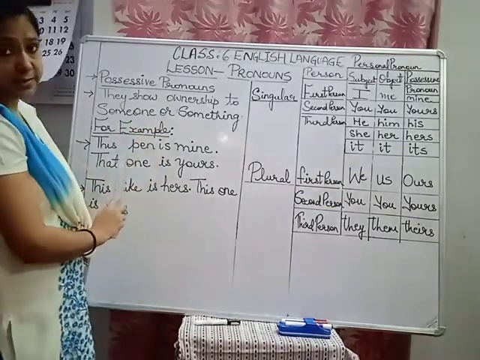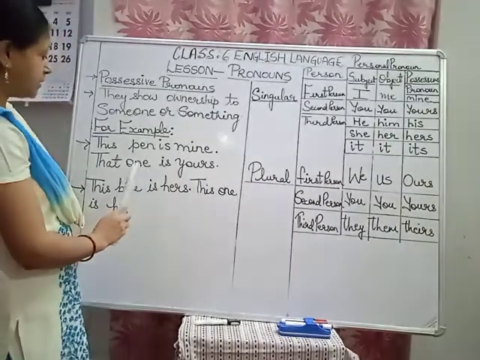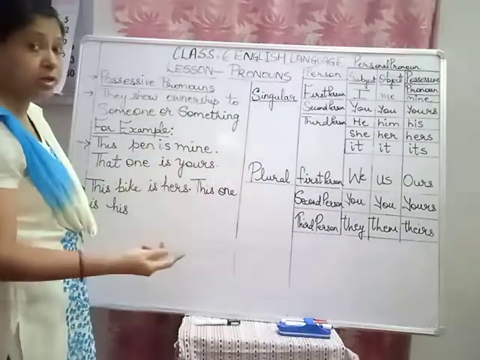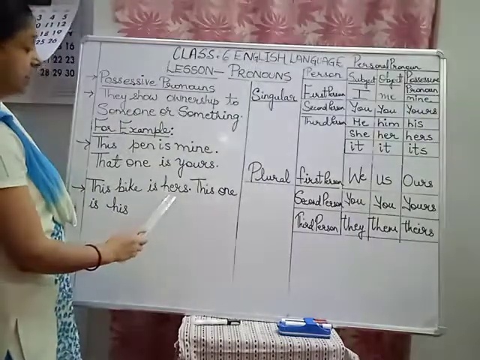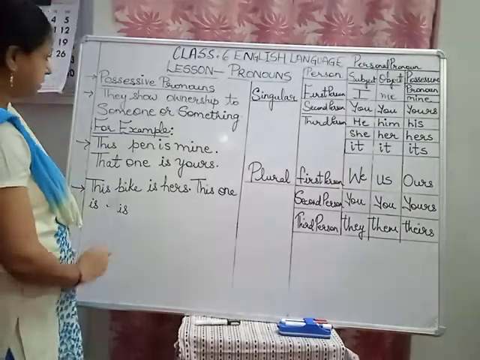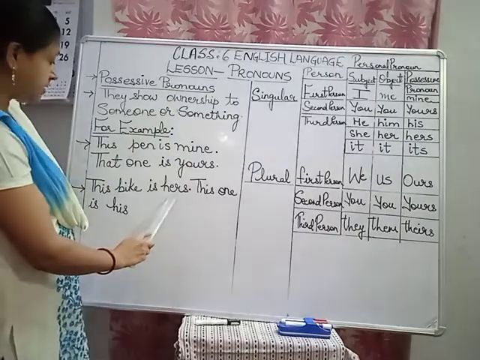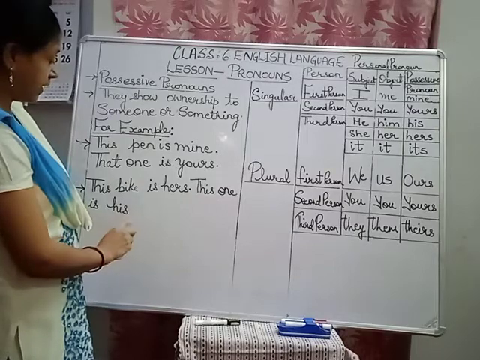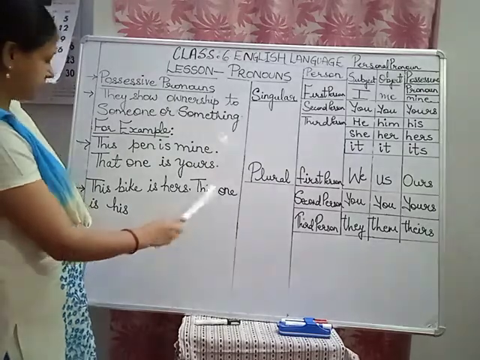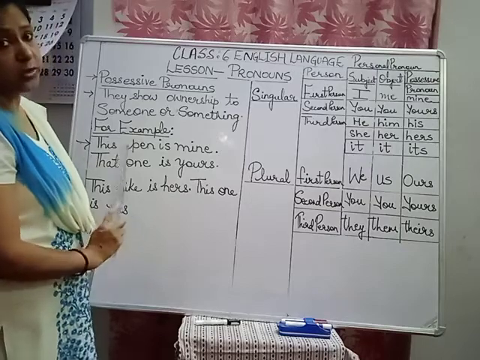It is telling the owner that this belongs to him, and that pen is yours. That means that pen belongs to that owner. This bike is hers. This one is his. Hers and his are possessive pronouns. It is telling that the bike is hers, and this one is his. The owner of this one is that girl, and this one is his, which means the owner is the boy and it belongs to that boy.